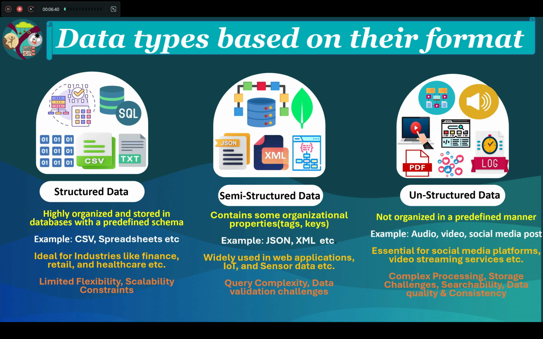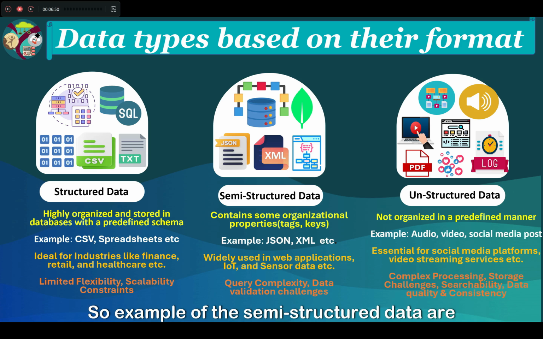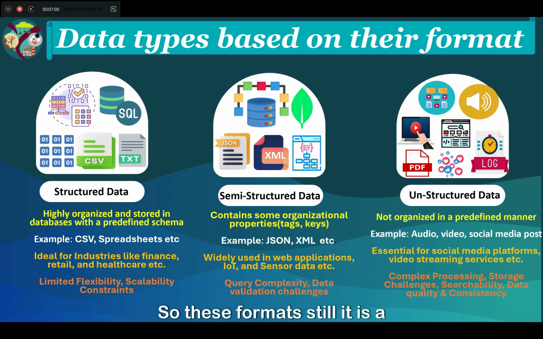This semi-structured data is stored in the form of key value pairs or document databases. Examples of semi-structured data are JSON and XML. These formats are still human readable, but not as straightforward as structured data. Now coming to the use cases of semi-structured data: it is widely used in web applications, IoT and sensor data. These systems use semi-structured data.